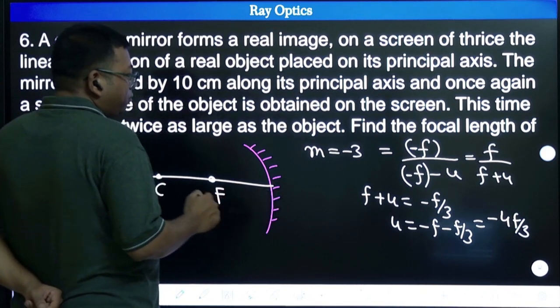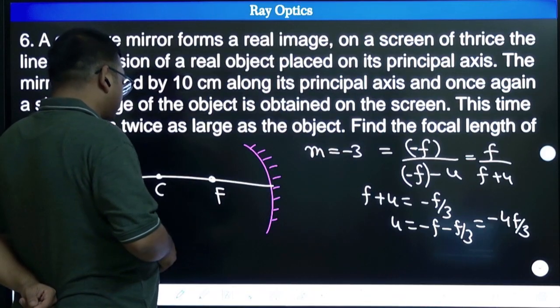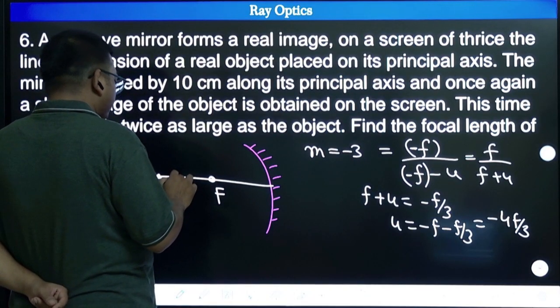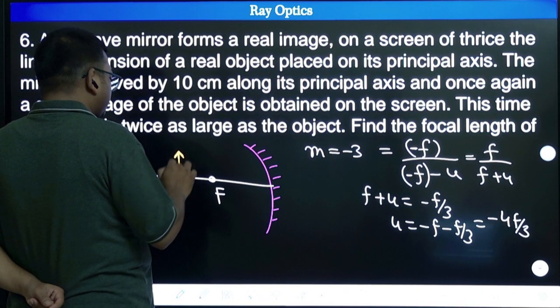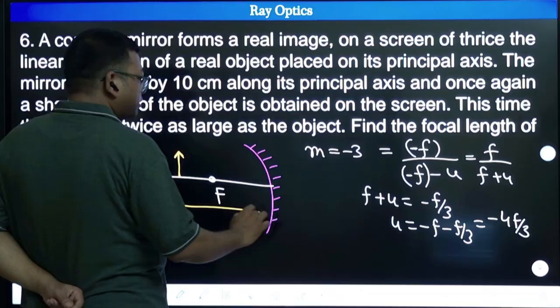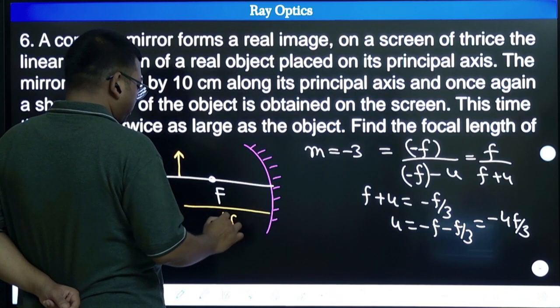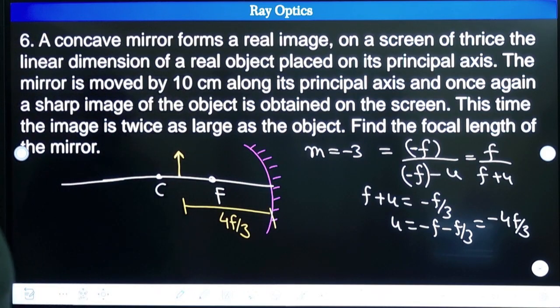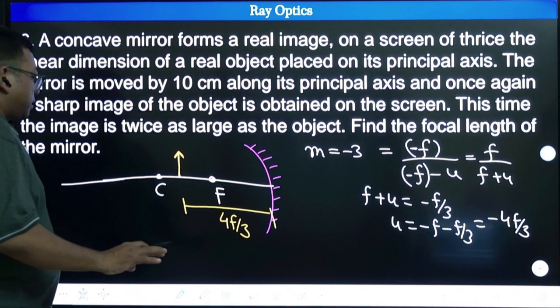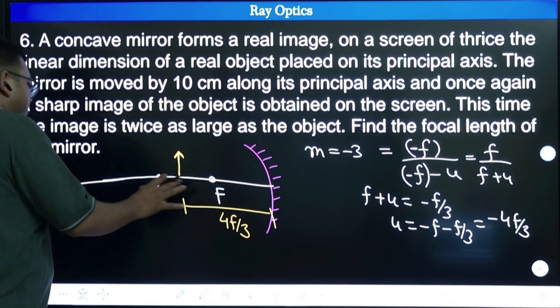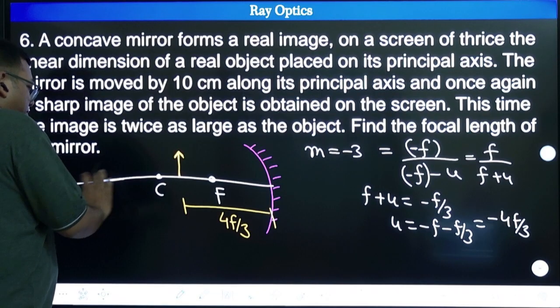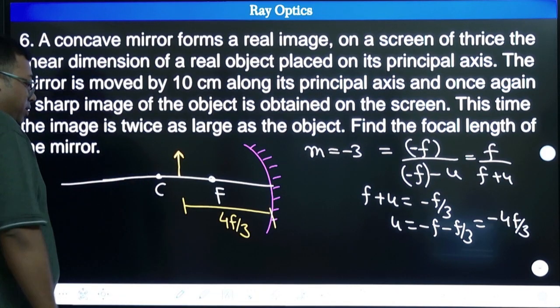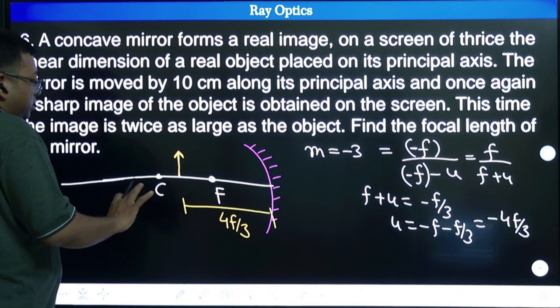So 4f by 3 is 1.33. That means somewhere here the object will be. The distance of the object from here is 4f by 3. Right now this is the distance of the object. So the image will be real, inverted, and will form on this side beyond the center, and it is magnified. Now we are increasing the distance by 10 centimeters.